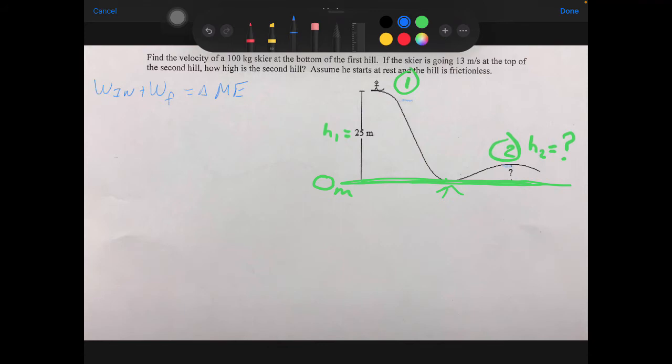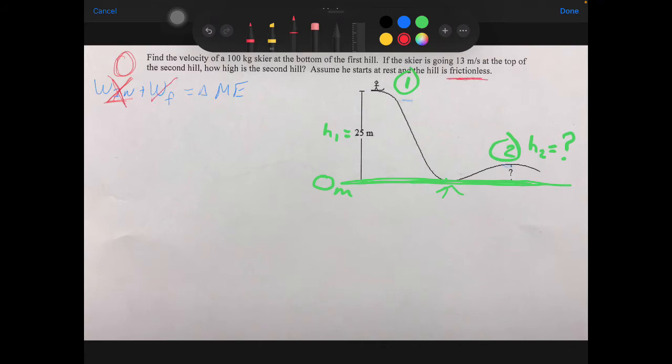When we go through, and it's on the sheet that I don't have easy access to with the screen recording, for work in, we ask ourselves, is there an applied force and a distance? And the answer is no. There is no applied force. It's not being pushed down the hill. He's not pushing off with his skis. There is no work going in.